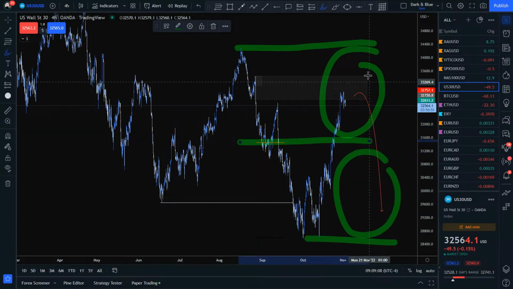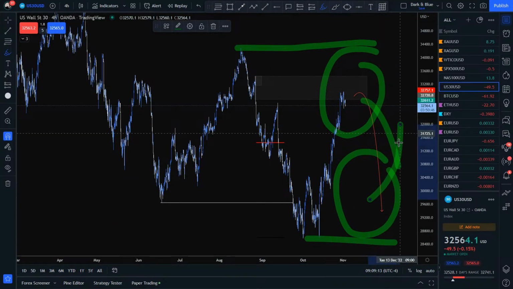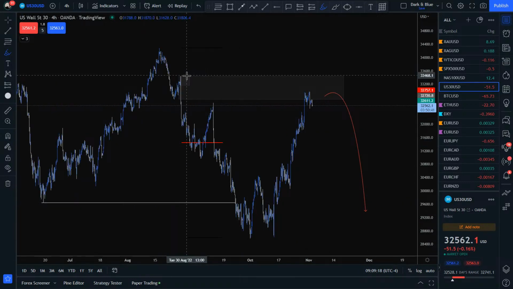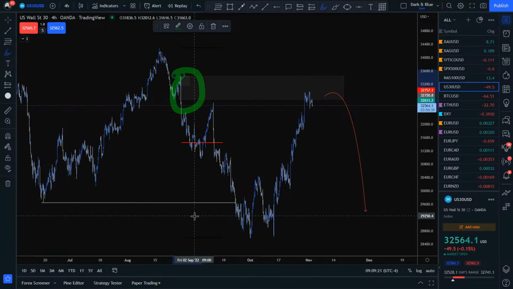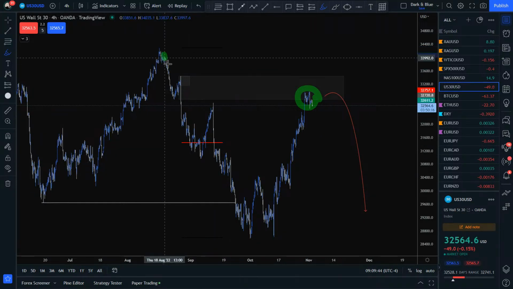This is premium, this is discount. You want to take your shorts from premium, you want to take your buys from discount. We are at supply in discount, and I was looking for price to react to this. Now, you might say, hey, we broke this high. Yeah, we did. But this isn't swing structure. This is swing structure. This is internal. This is within the zone.